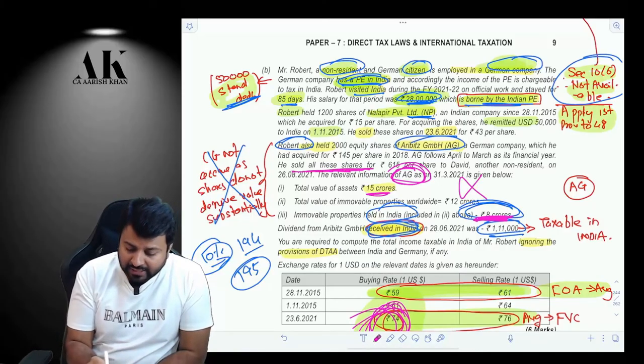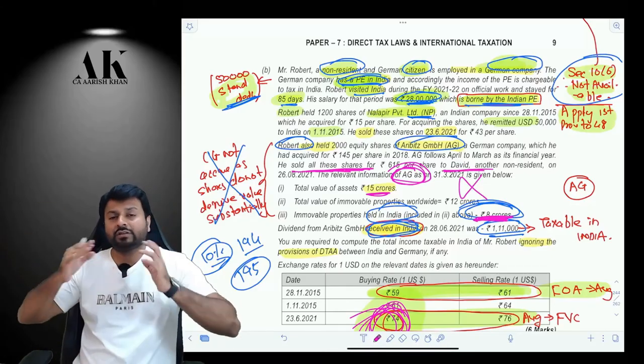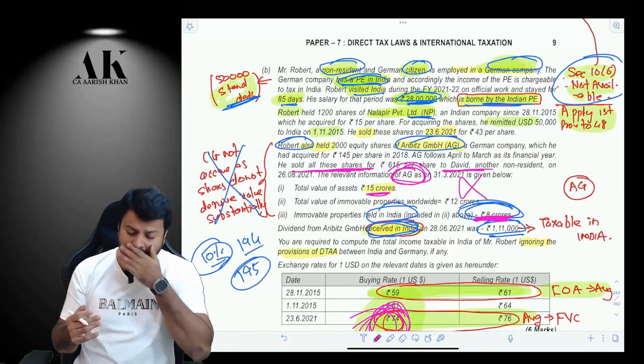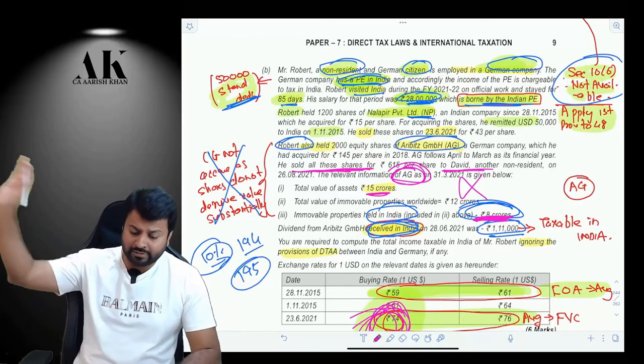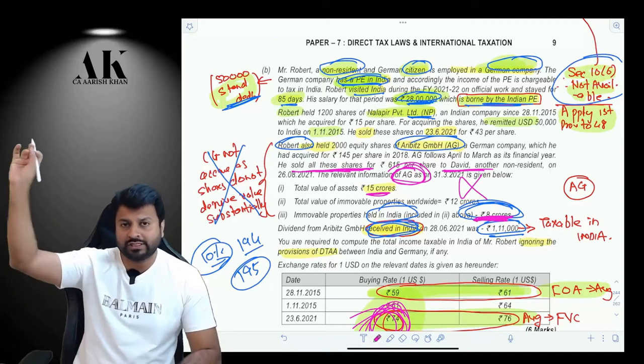The shares of AG Limited which he is selling to another non-resident, Mr. David, will not be taxable in India, because the shares of AG do not derive their value substantially from assets located in India. To understand this provision, go and read the provisions of the Vodafone case law properly. You have to see that particular chapter properly.